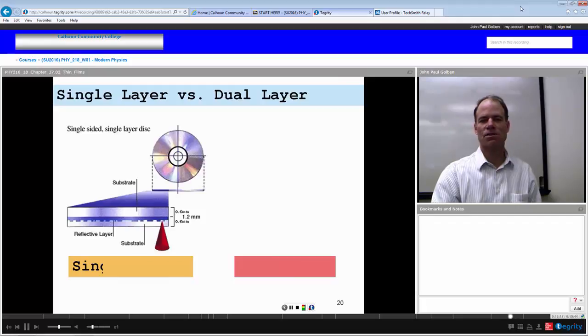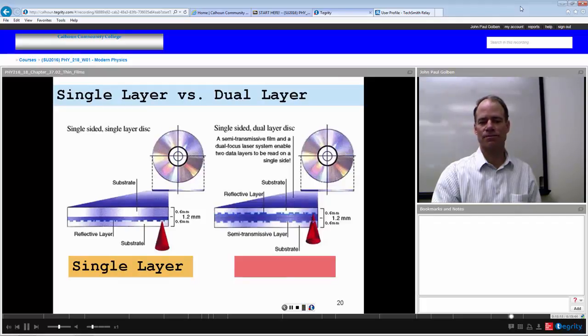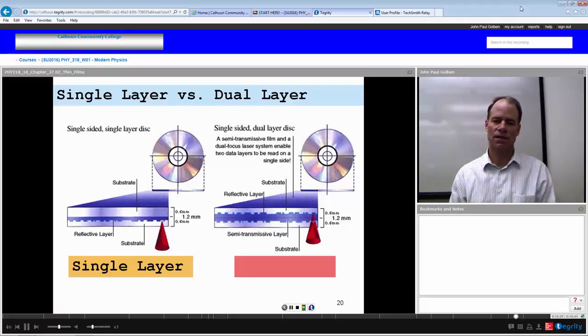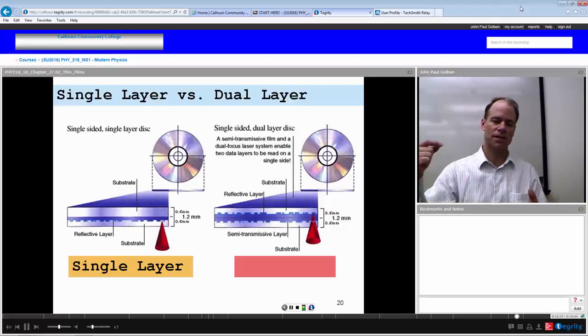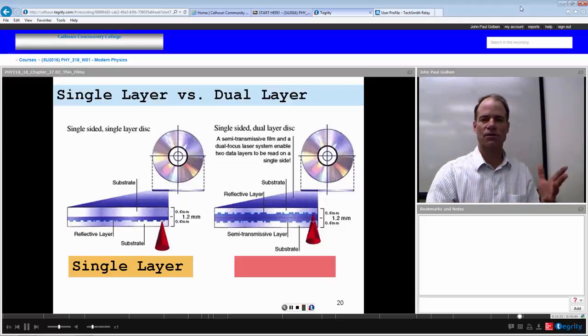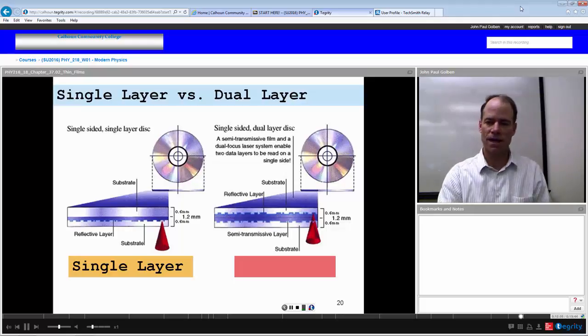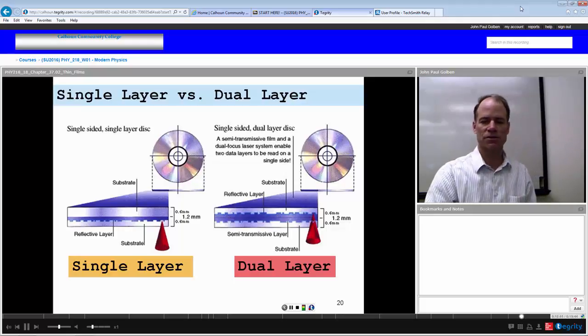You can also have dual layer or single layer. A dual layer has a transmissive layer that allows you to get double data off the same surface of the DVD. So it allows you to get data from one layer down below, and then you have reflections off the second layer, giving you more data to collect and store on the dual layer disc.